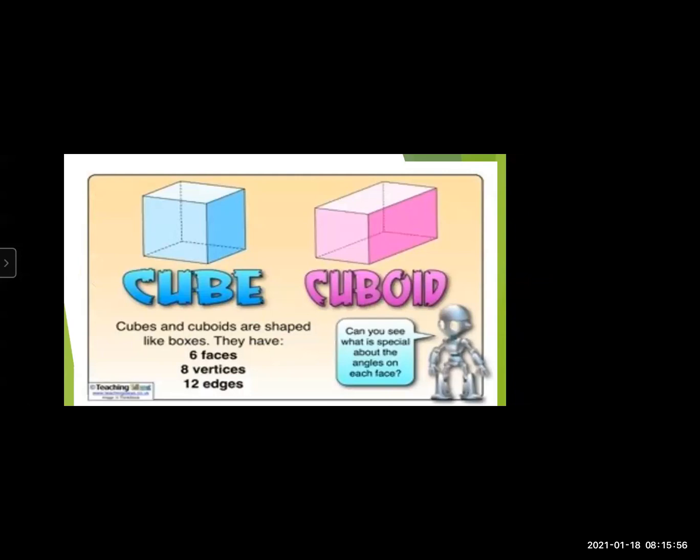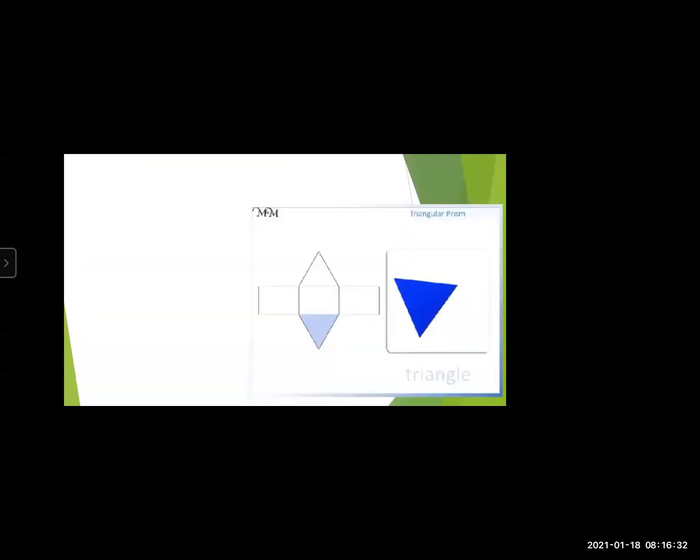Now see the difference between the cube and the cuboid. Each face in a cube is a square, and in a cuboid, each face is a rectangle. Only this is the difference between these three-dimensional shapes. Here in the cube, it has 6 faces. In the cuboid, it has 6 faces. In the cube, it has 8 vertices. Here also it has 8 vertices. Vertices means corners. In the cube, it has 12 edges, meaning sides. And in the cuboid also, it has 12 edges.